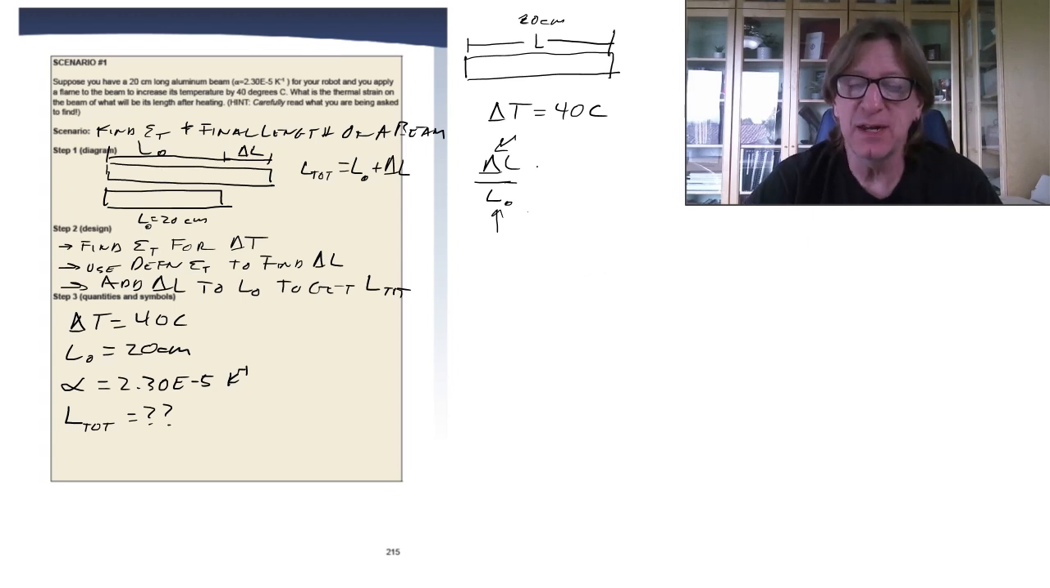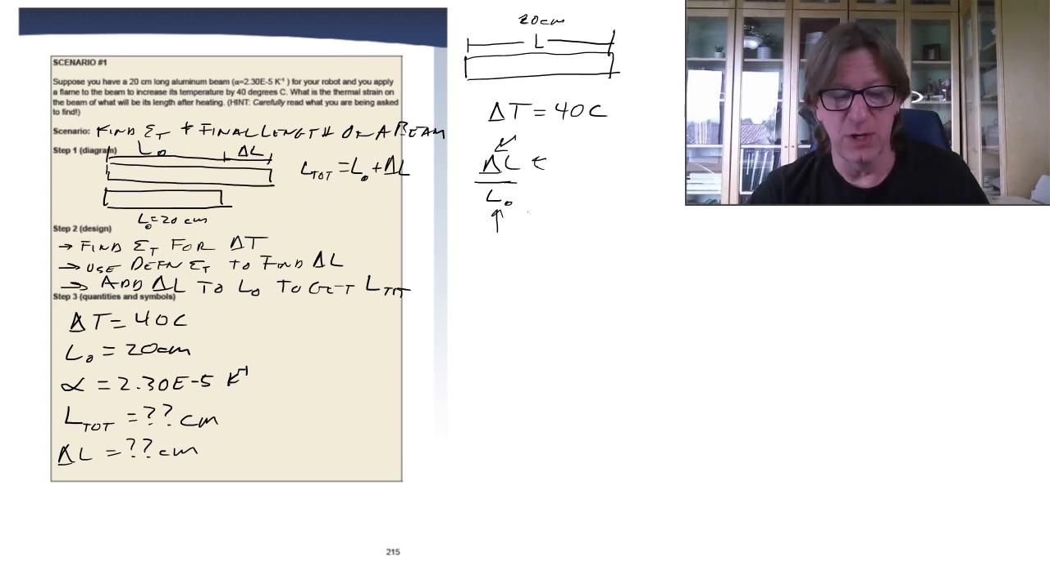And that's one of the advantages of writing our system this way. That's why I want to do it this way, because this term is dimensionless, then whatever units I have for my original length are also going to be the units of my amount of expansion. So it's really convenient. All right, so we're going to leave our L total in centimeters. Now we do know that we're going to need to find delta L, and we don't know what that is, but we know that it's in centimeters as well.